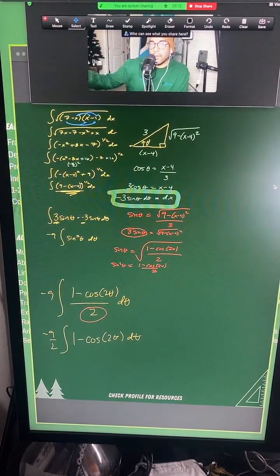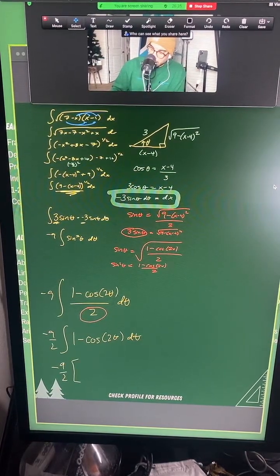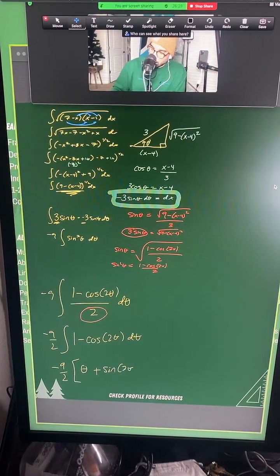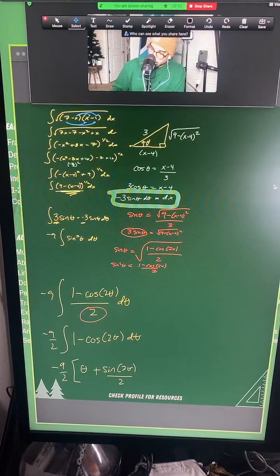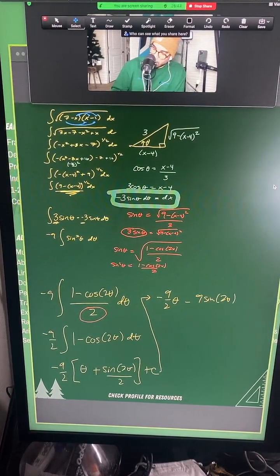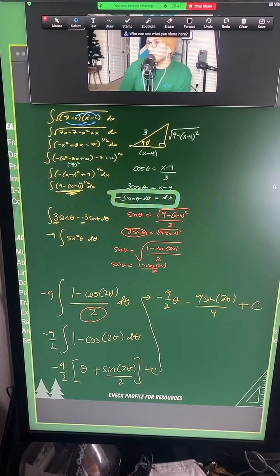Okay, so now we're going to go ahead and integrate this entire thing. The first value, the 1, is just a power rule. It's just going to be theta. And the other one, it's going to be a u substitution, but I'm just going to do that behind the scenes, technically. So I have -9/2 theta plus sine 2 theta all over 2, and then we have the plus c. So this is our integral so far. If I distribute that -9/2: -9/2 theta minus 9 sine of 2 theta all over 4 plus c.